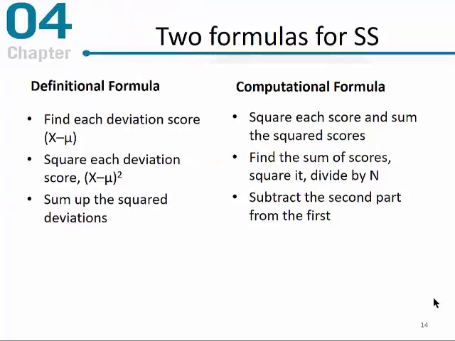We looked at the logic behind finding the sum of squares. However, the definitional formula is very time-consuming and error-prone when we analyze real data. Because we first have to find each deviation score, then we have to square each deviation score, and then we have to sum up the squared deviations. So if you have a large data set, you can really make a lot of small errors.